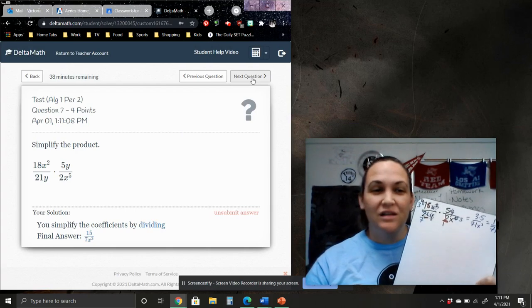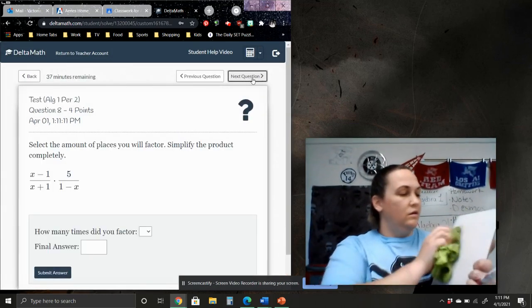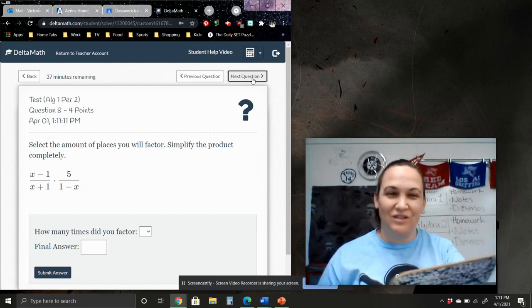All right. So let's move on to our next multiplication problem. Okay, so this one has adding and subtracting. So I'm going to go ahead and do my factoring, and then we'll talk about the answer.